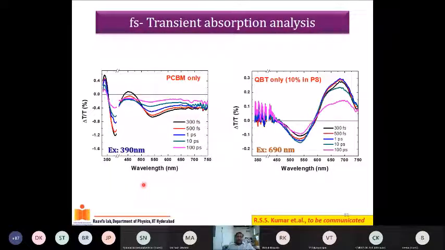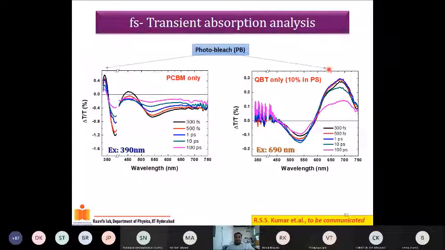In fact, this is what happens if you take PCBM only, meaning PCBM on polystyrene. This is how the pump probe looks like. If you take only QBT in polystyrene, this is how the pump probe looks like. Obviously, the positive is the photo bleach, which corresponds to the absorption of the PCBM. Here, this corresponds to the absorption of the QBT.